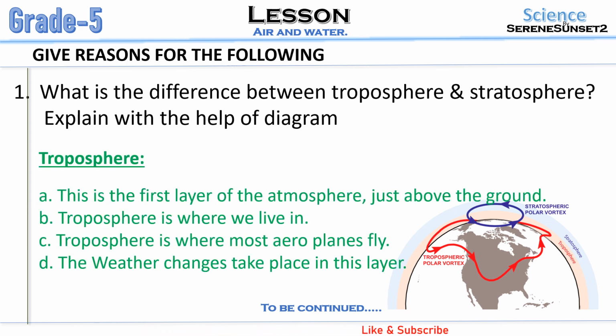Troposphere. This is the first layer of the atmosphere, just above the ground. The troposphere is where we live. It is where aeroplanes fly, and the weather changes take place in this layer. Let's have a look at the stratosphere.